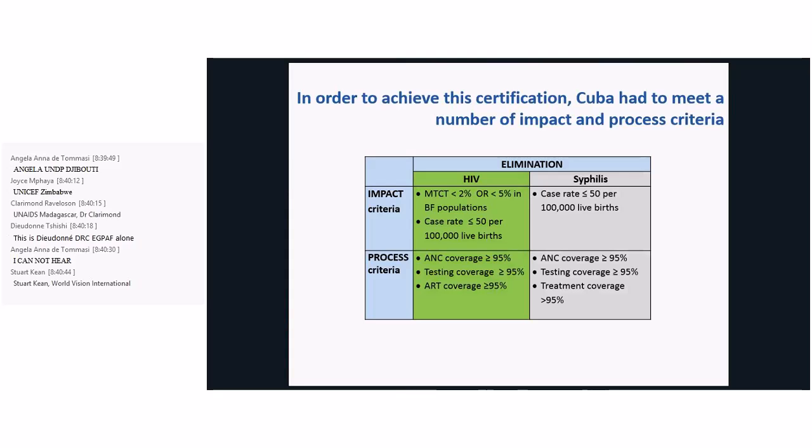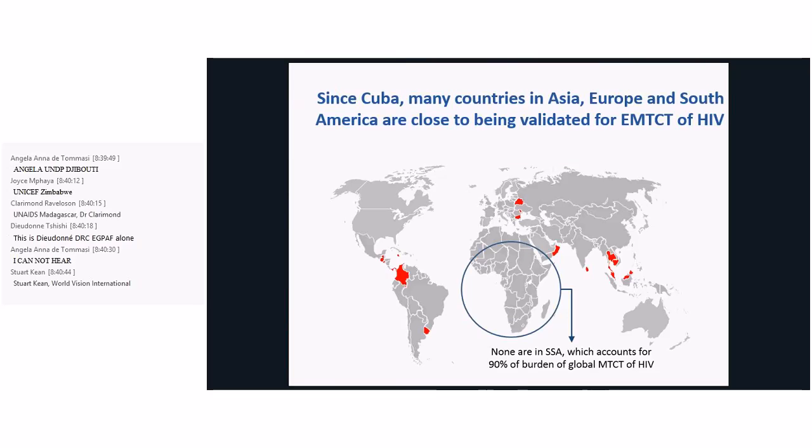Next slide. Since Cuba, a number of countries in Asia, Europe, and South America are close to being validated for EMTCT of HIV, and these are shown in red. They include countries in Europe, like Belarus, Moldova, Latvia. They include a number of countries in the Caribbean and in South America, and also countries in South Asia and Southeast Asia, including Thailand as a possible country that is close to being validated for EMTCT of HIV and syphilis.